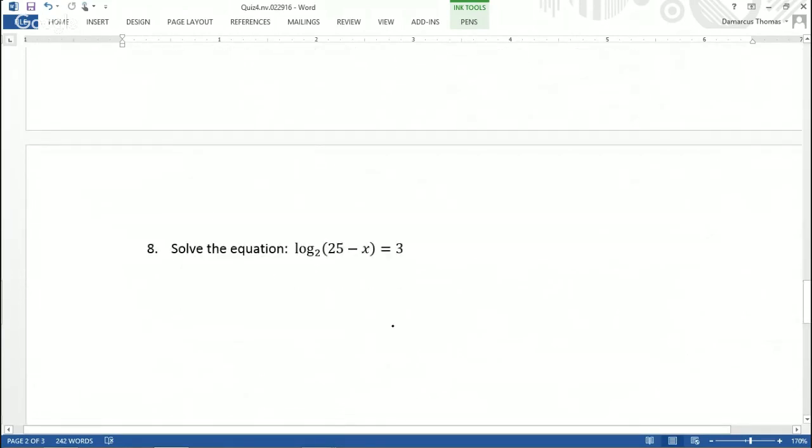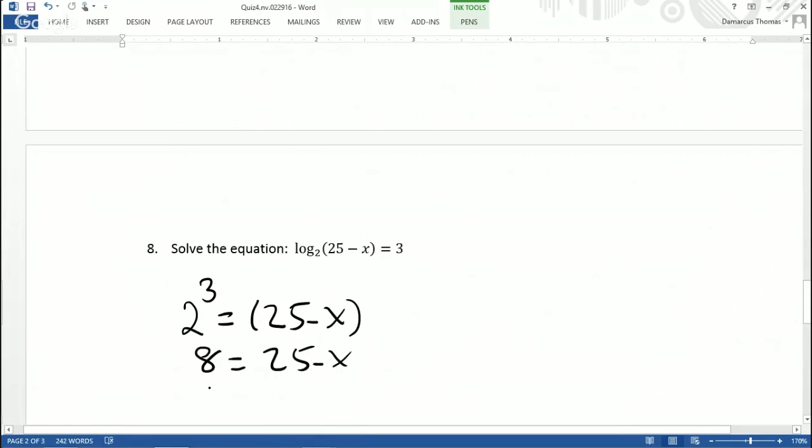Solve the equation. The first thing you have to do is rewrite it in exponential form. So I have 2 to the 3rd power is equal to 25 minus x. So that's really 8 is equal to 25 minus x. So x is really 25 minus 8. And therefore, 25 minus 8 is 17. And if you plug 17 in there, you should get it.